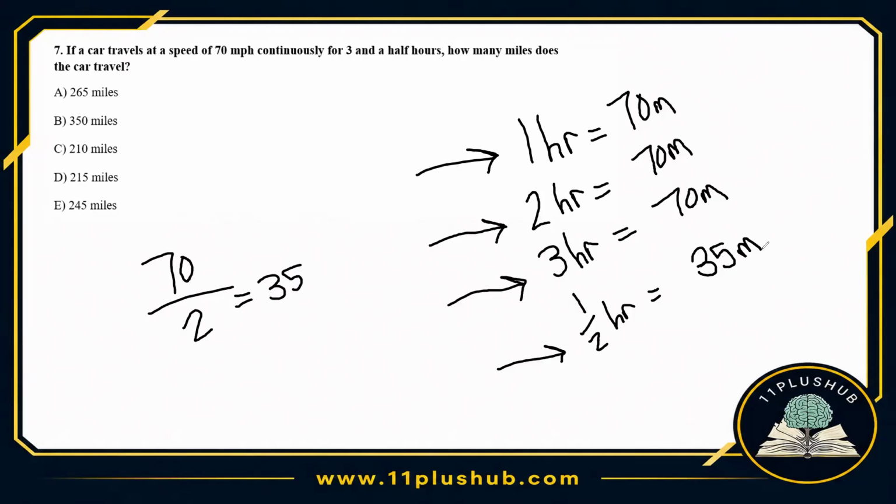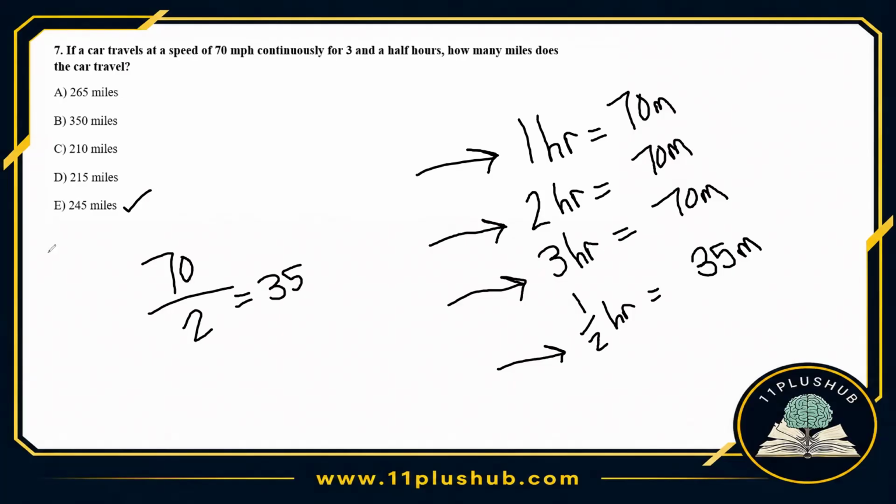So now we've got 4 sets of numbers we just need to add together. 70 plus 70 plus 70 plus 35, or 70 multiplied by 3, and then we're going to add that 35 on. But in any case, you're going to get the answer 245 miles.